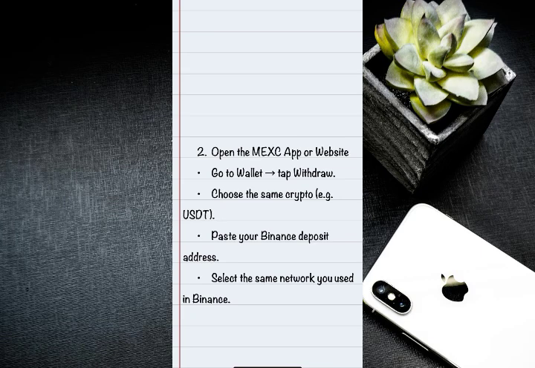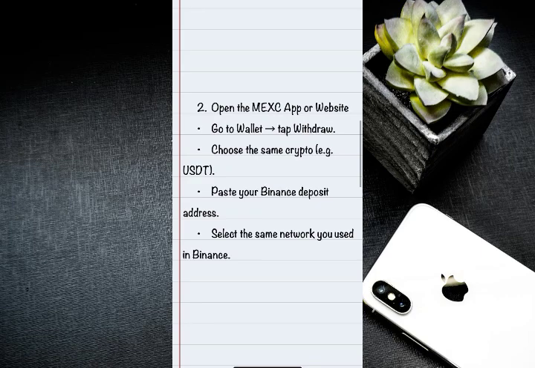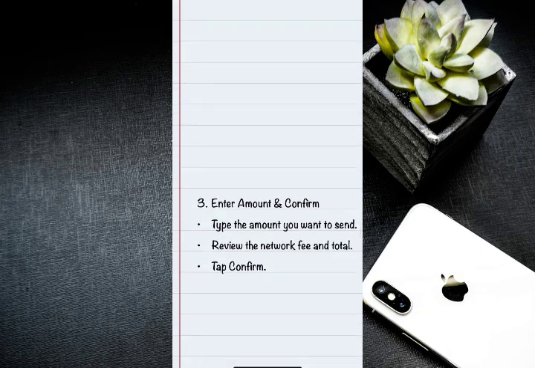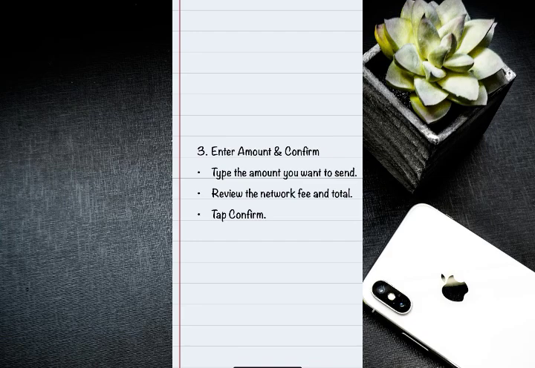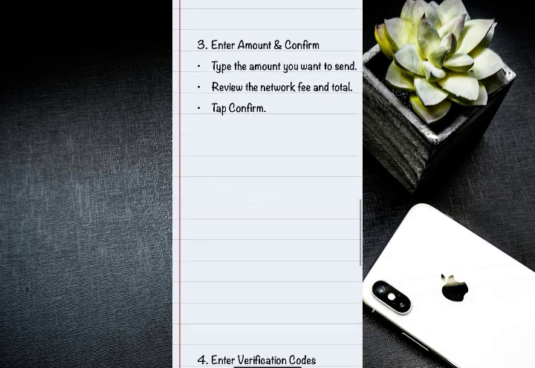So go to the wallet, then tap on withdrawal, then choose the same crypto, for example USDT, then paste your Binance deposit address, then select the same network you used on Binance to avoid crypto loss. Then enter the amount. So type the amount you want to send, then review the network fee and total of this whole transaction. Then after that, tap confirm.